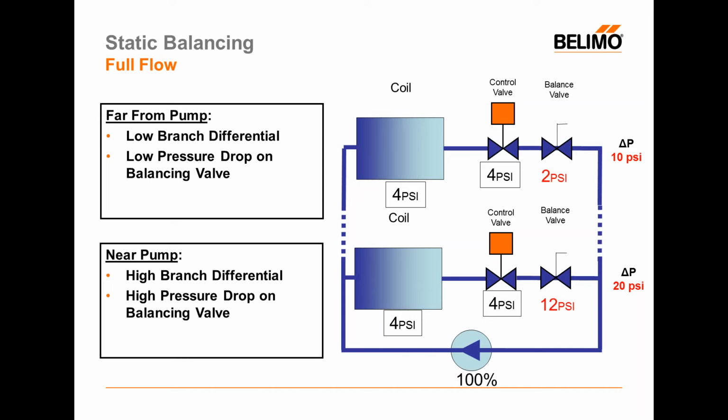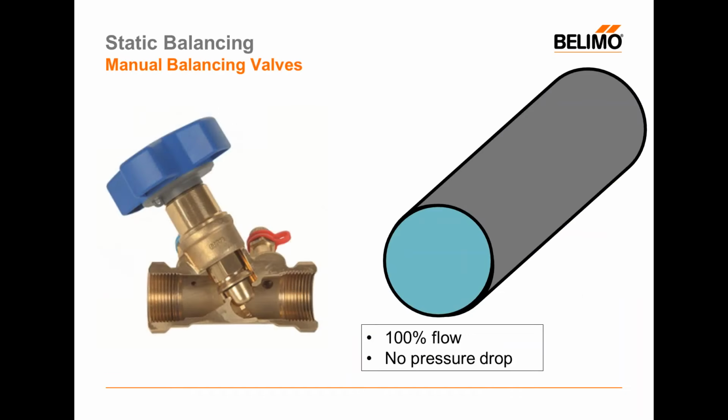And so as we review what we've done here, when we're closer to where we're pumping, we have higher branch differentials, and in most cases, we have much higher pressure drop on our balancing device. So everything's identical in these two loops except the pressure drop on the balancing valve. So maybe we should go ahead and take a closer look at what makes a balancing valve work to understand the difference between having a 2-pound drop or a 12-pound drop.